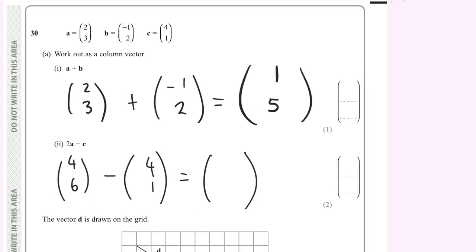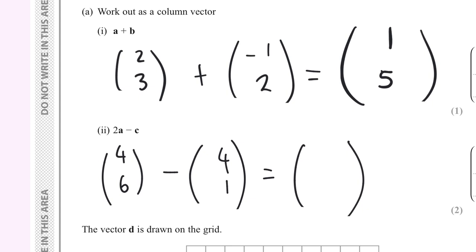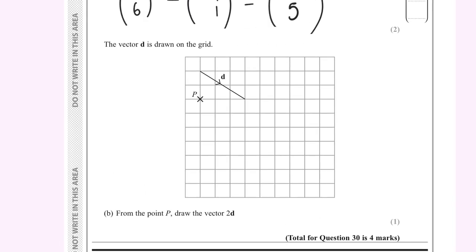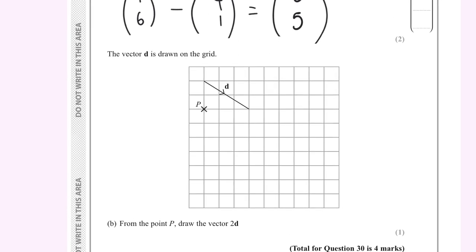I just realised there were spaces for them to do it, but I've done them in my own space. 4 take away 4 is 0. 6 take away 1 is 5. That's it. We are 1 mark away from completing this paper. 1 mark. Come on.